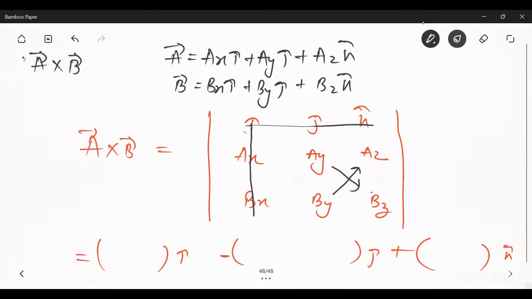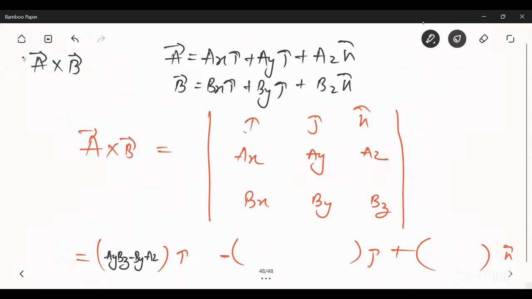For i, you have to take only the products of AY, BZ and BY, AZ. The i position is first row, first column, so skip the first row and first column. Four elements remain, so multiply these elements crosswise. So you will get AY BZ minus BY AZ.